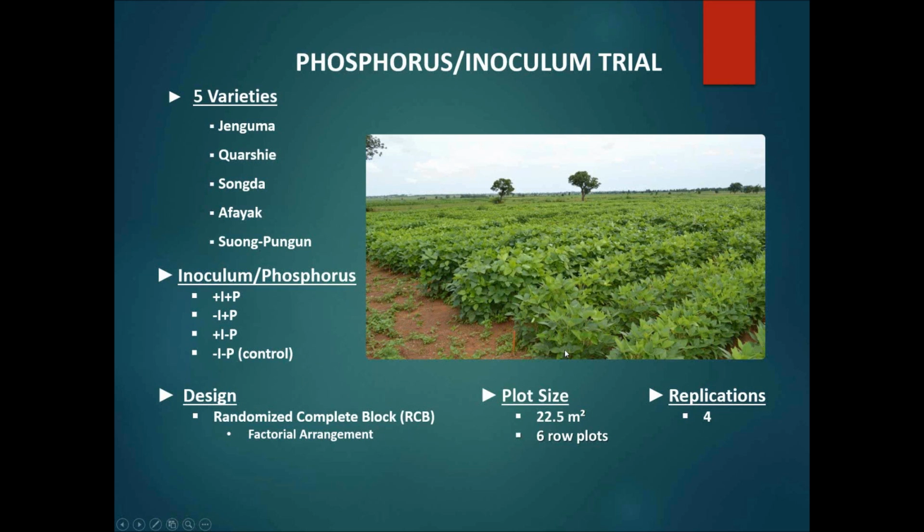For the phosphorus inoculum trial, we used 5 varieties, and again, I want us to treat Songpong with caution. We have Janguma, Kwashi, Songa, and Afayak. I have plus phosphorus plus inoculum, minus phosphorus plus inoculum, minus inoculum plus phosphorus, and then the control. The same design, a randomized complete block design with factorial arrangement, with the same plot size and number of rows, replicated 4 times.